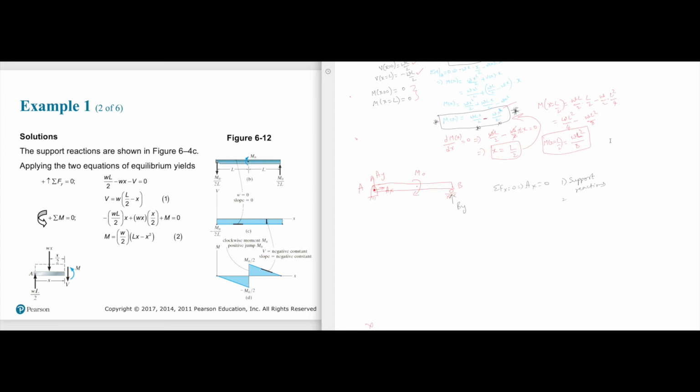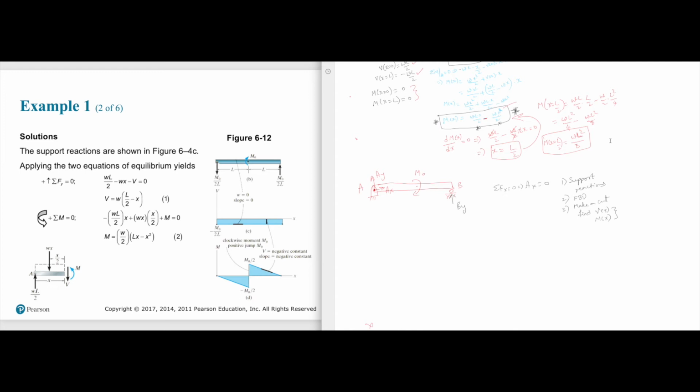Number two, draw the free body diagram. Number three, make a cut. Find V of x, M of x. Find the equations for V(x) and M(x) in that region of the cut. And then you start solving the problem. There is a simpler method to draw V(x) and M(x).